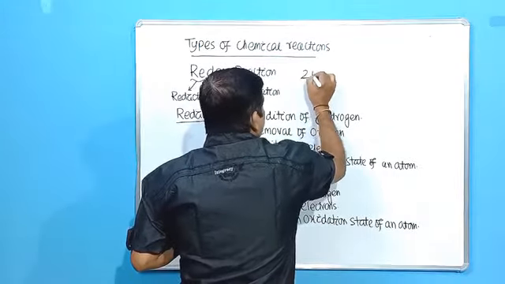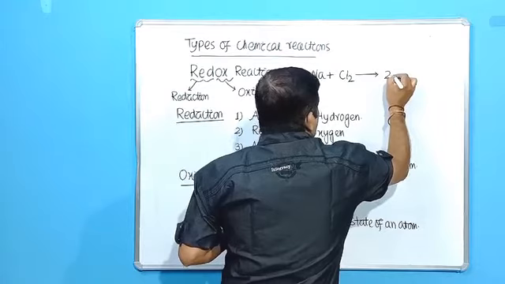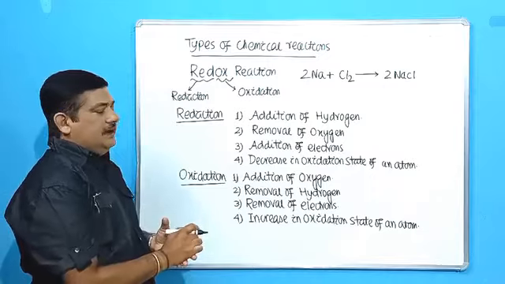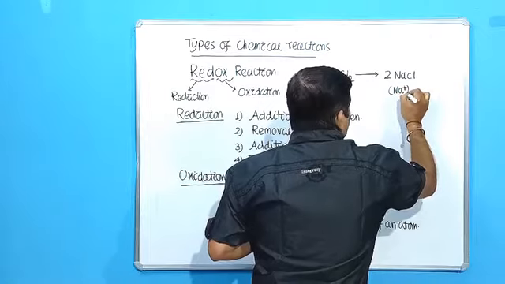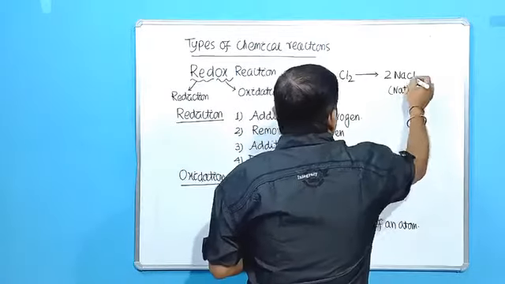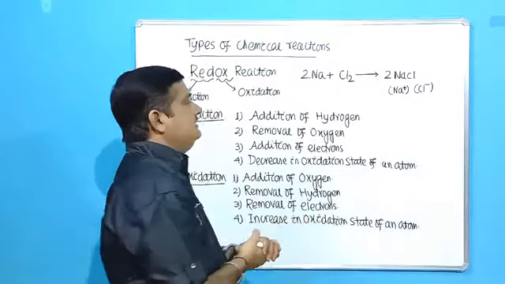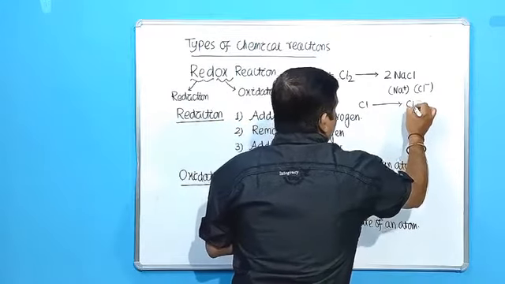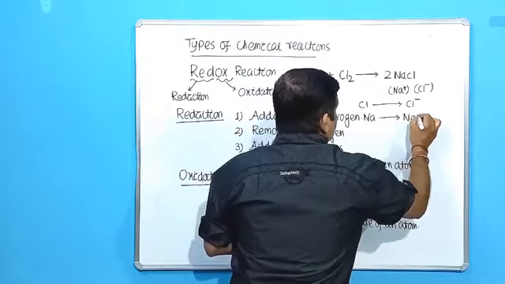Example, 2Na plus Cl2 gives rise to 2NaCl. Okay. So here Na, sodium, is oxidized to Na plus. So electron will be removed from it. Then Cl will be reduced to Cl minus. So the chlorine atom will become chloride, and the sodium atom will become Na plus.